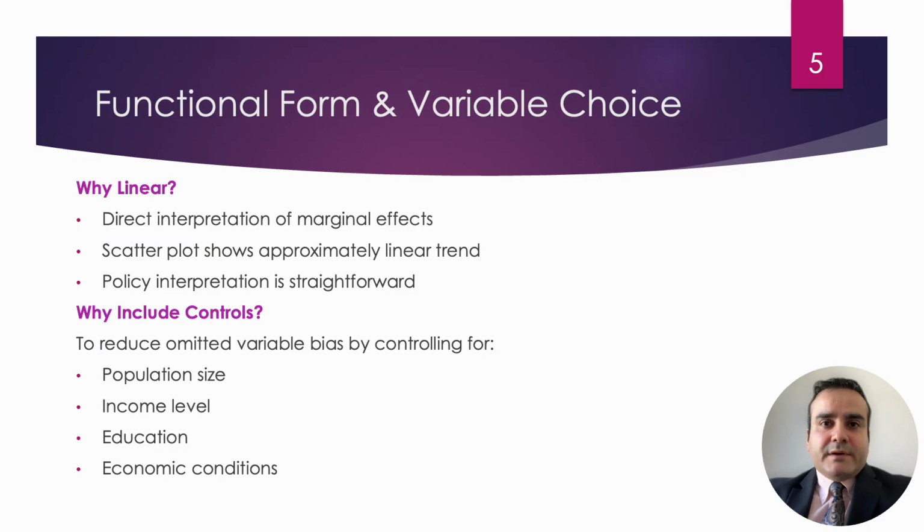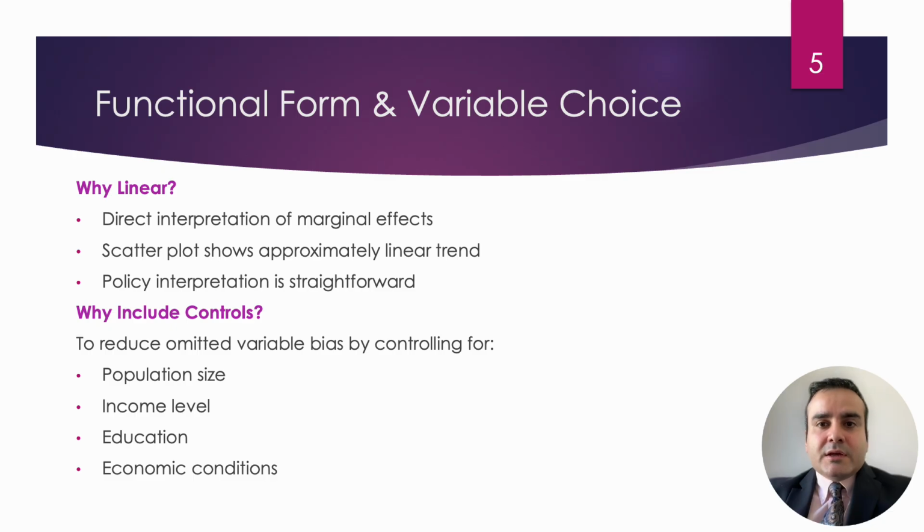The model is specified in linear form for several reasons. First, the linear specification allows for direct interpretation of marginal effects. The coefficient on budget directly tells us how much revenue changes when budget increases by 1 unit. Second, the scatter plot suggests an approximately linear relationship between budget and revenue. Third, linear models are standard in applied economic policy analysis and provide a straightforward interpretation for decision making.